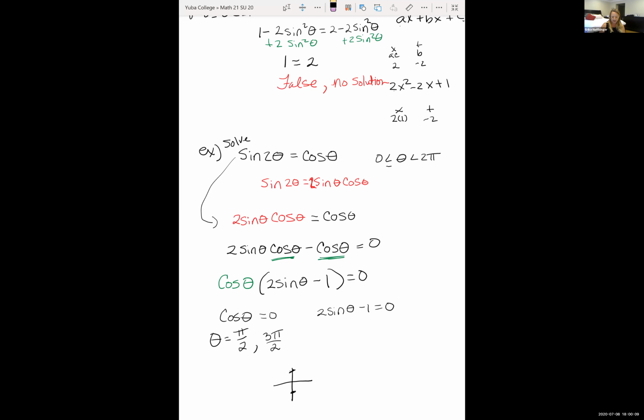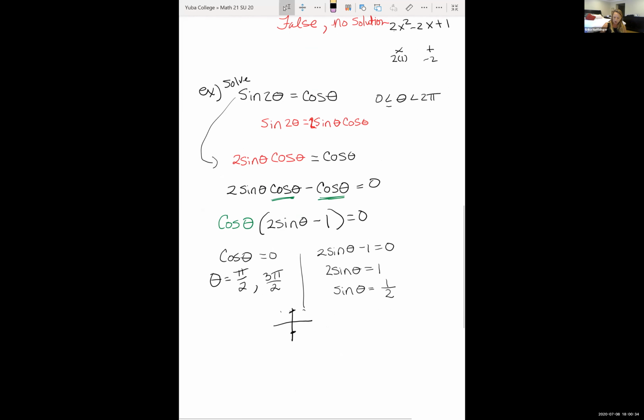So solve our second equation, isolate sine theta. So if we add 1 to both sides and then divide by 2, we get sine theta is equal to 1/2. So sine is positive in 2 quadrants. It's positive in the first quadrant and the second quadrant. And so think about what value of theta gives us 1/2 in the first quadrant. So that's 30 degrees or pi over 6.